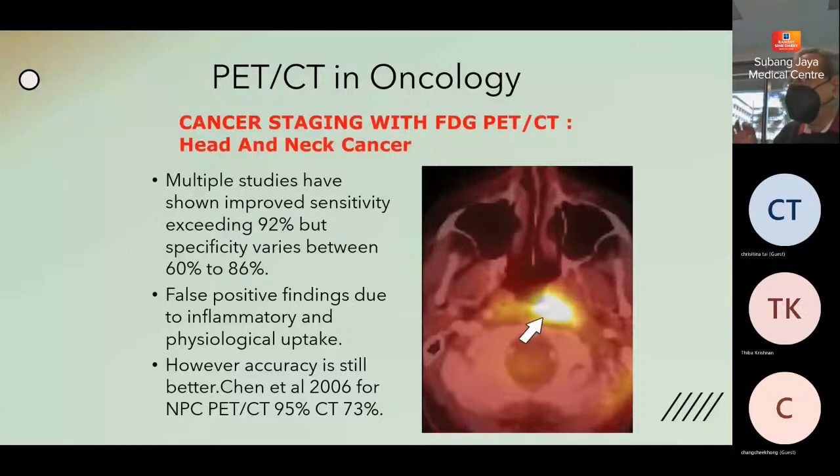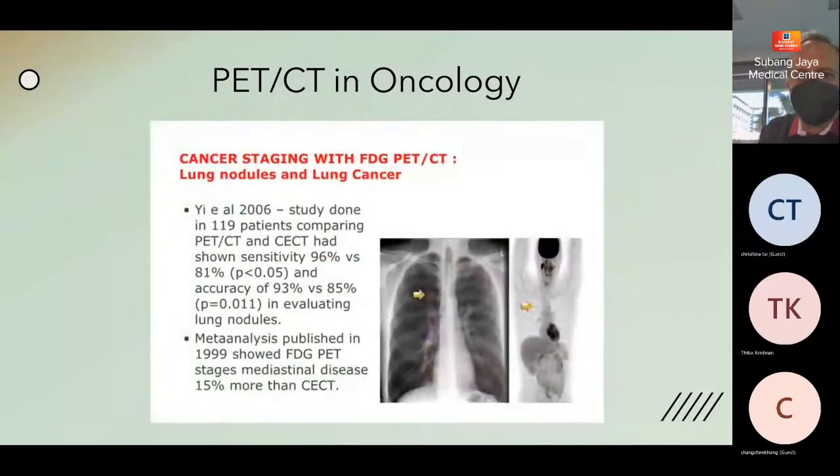But the problem with PET is that, as most nuclear medicine studies are, certain conditions like inflammation can show a positive uptake. Okay, so in lung cancers, again, compared to contrast-enhanced CTs, there is an increase in sensitivity. And it also shows that it's better in predicting mediastinal nodal disease, about 15% compared to the conventional scans.